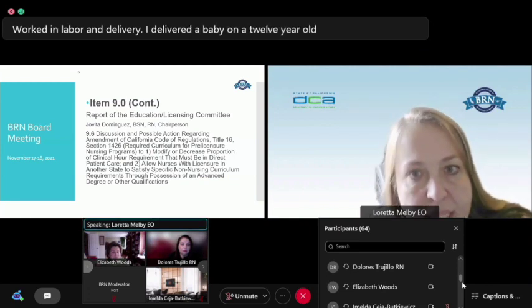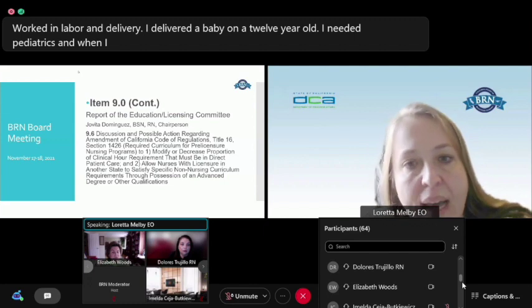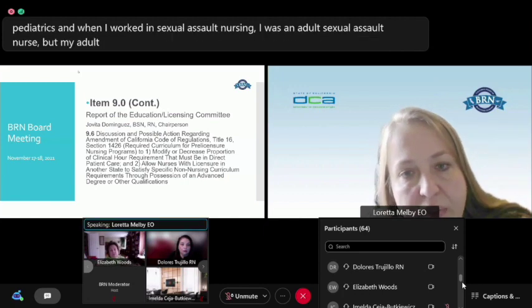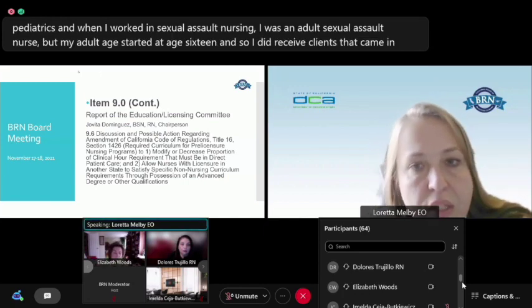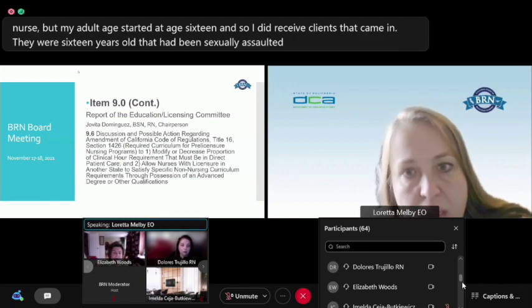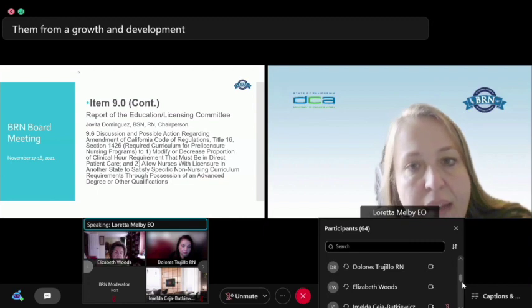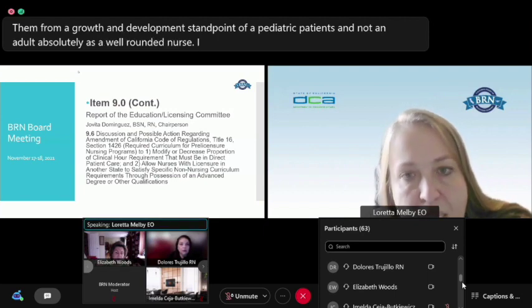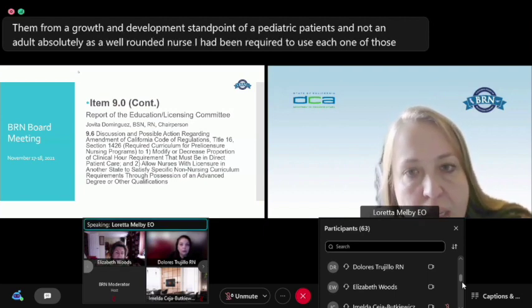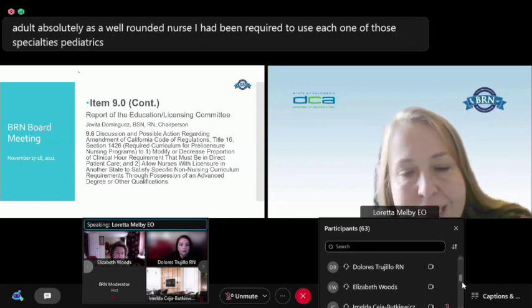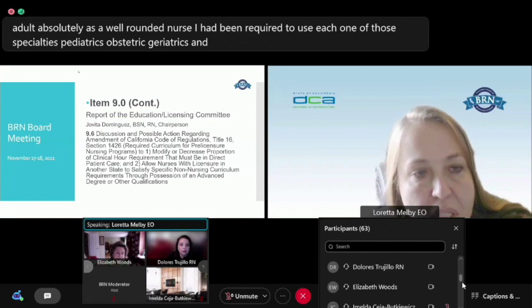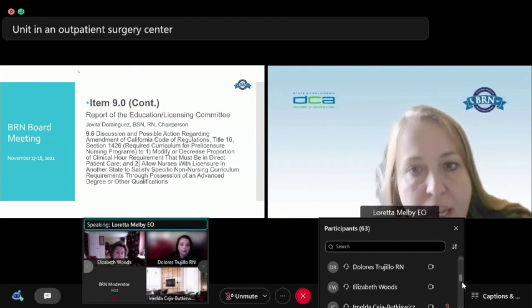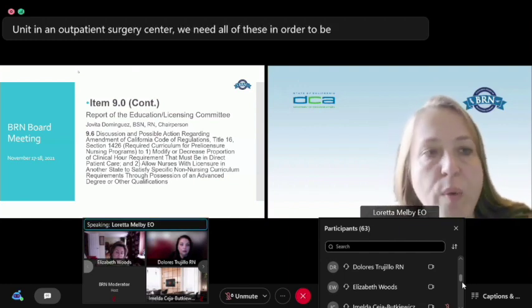I needed pediatrics. And when I worked in sexual assault nursing, I was an adult sexual assault nurse, but my adult age started at 16. And so I did receive clients that came in that were 16 years old that had been sexually assaulted. I needed to manage them from a growth and development standpoint of a pediatric patient and not an adult. Absolutely, as a well-rounded nurse, I have been required to use each one of those specialties: pediatrics, obstetrics, geriatrics, and psych, as I managed patients in the emergency room, in the med-surg unit, in an outpatient surgery center. We need all of these in order to be a well-rounded, competent nurse so that we can then go in and specialize.